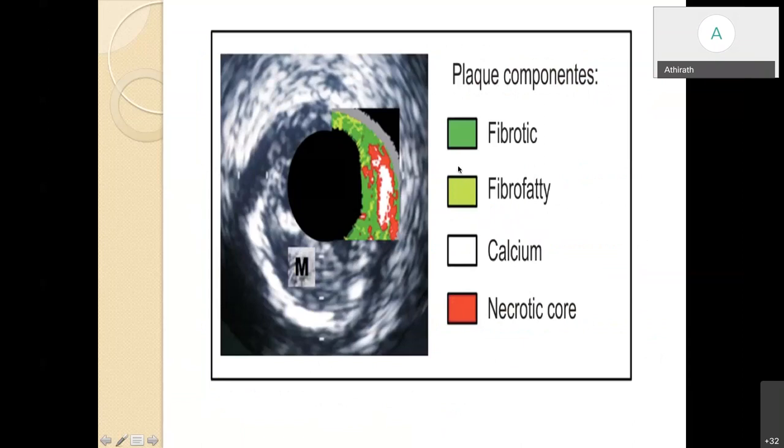As you can see in this image, when you use intravascular ultrasound virtual histology, the different components of the plaque will be coded with a different color, and you can actually know the composition and consistency of the plaque, which will help you in guiding whether stenting is really feasible. Dark green is fibrotic, light green is fibrofatty tissue, white is calcium, and red is necrotic core.